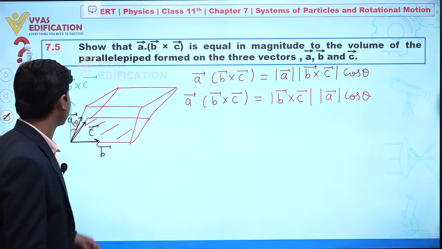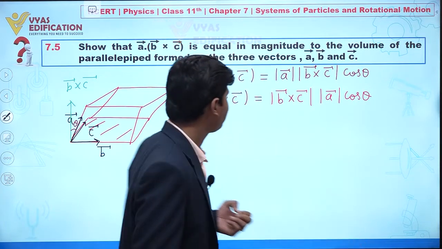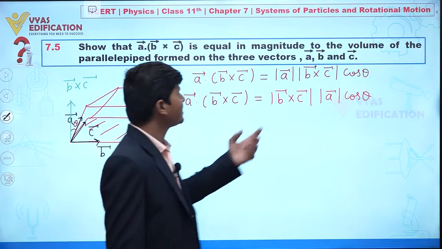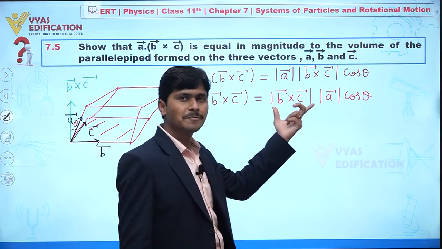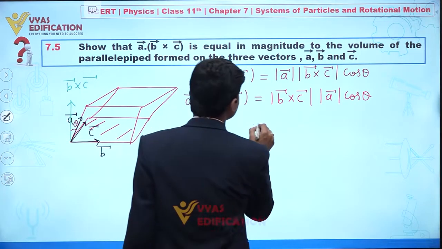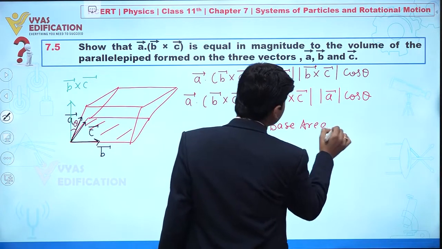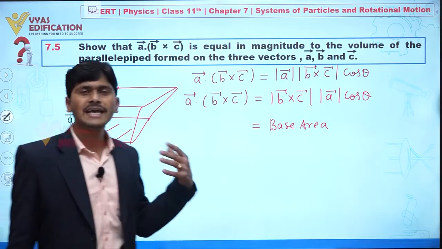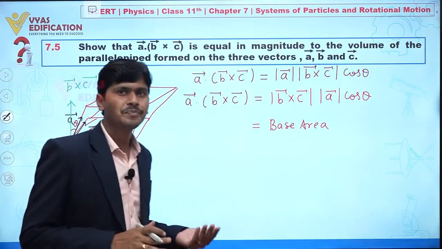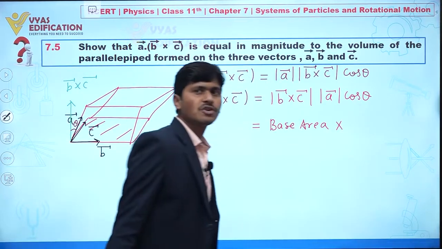Now let us try to understand. Magnitude of B cross C, it means we are talking about base area. Yes or no? If we are talking about B cross C and I am saying this is magnitude of B cross C, actually this is indicating base area. Actually if we find A cross B and take the magnitude, then it shows the area of a parallelogram. Clear? So this is base area, multiplied with magnitude of A cos theta.